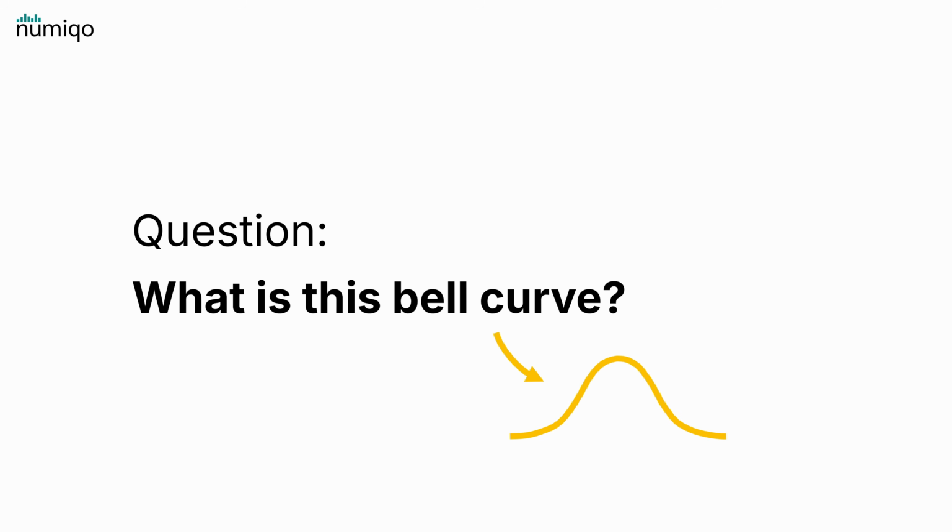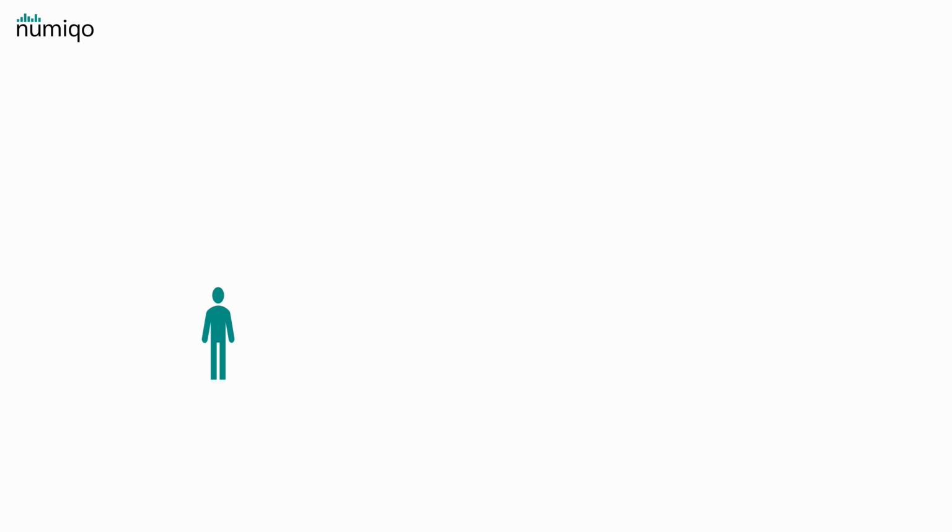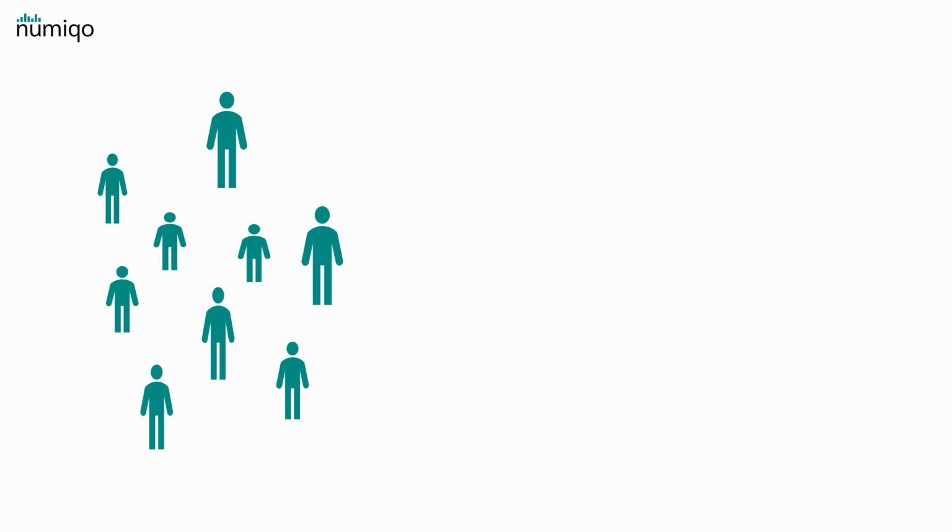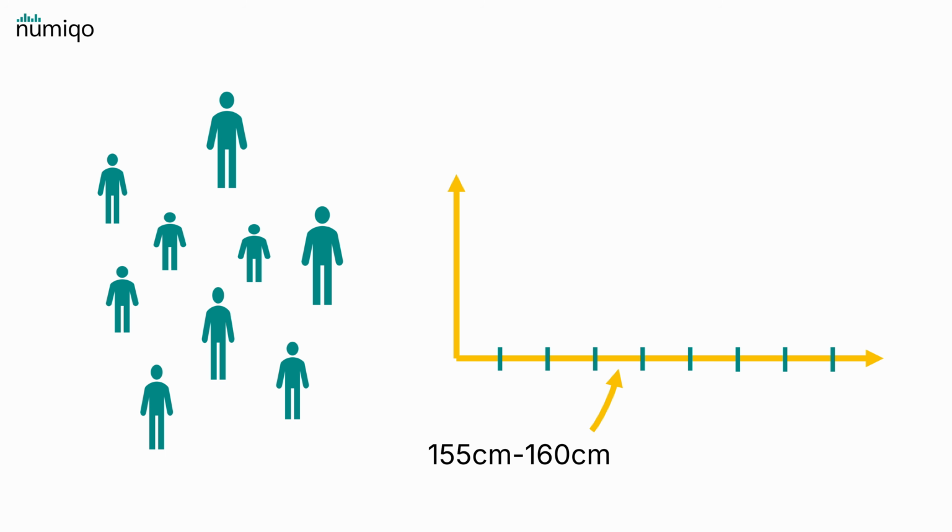Okay, but first let's answer the question, what is this bell curve? Imagine we measure the height of a huge group of people. Then we just draw a horizontal line and place different sections or bins along it. For example, in this section, we put everyone with a height between 155 and 160 centimeters. In the next section, we put everyone with a height between 160 and 165 centimeters.